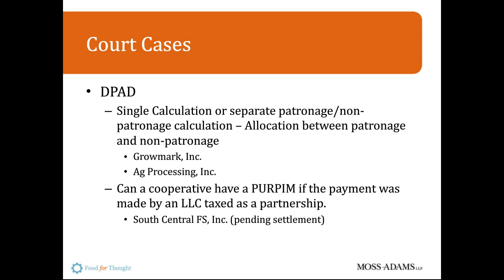But there's three cases out there that deal with co-ops, and specifically the issue of, do cooperatives have to do two separate DPAD calculations, one for their patronage activities and one for their non-patronage activities. Little background on DPAD: it's the domestic production activities deduction. It is a deduction that is 9% of qualified income or 50% of wages, and the lower of those two numbers is the deduction.